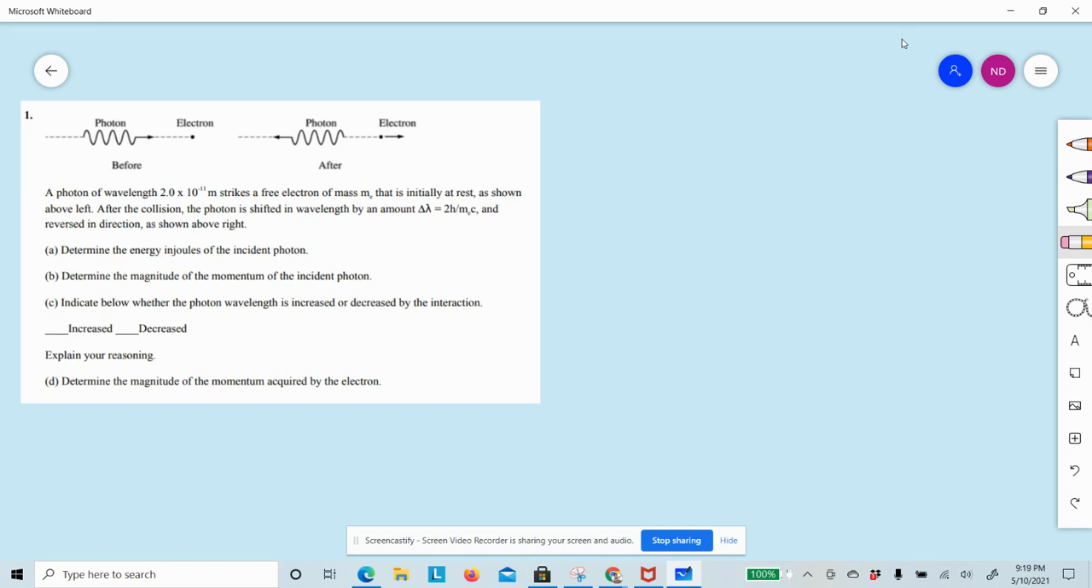All right, I'm going to walk you through a modern physics problem. In this problem, a photon collides with an electron. Anytime a photon collides with an electron, this is referred to as the Compton effect.